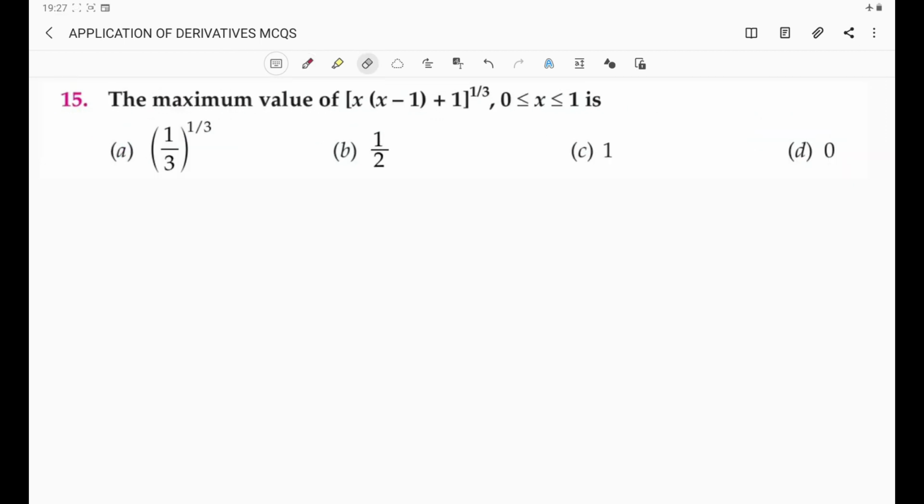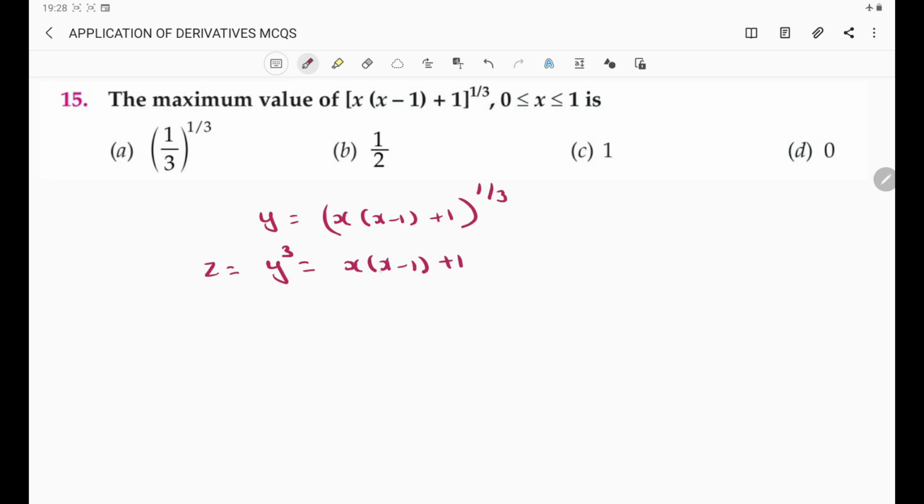Question number 15. The maximum value of x into x minus 1 plus 1 whole to the power of 1 by 3, where x lies between 0 and 1, is? So let us say y is equal to x into x minus 1 plus 1 whole to the power of 1 by 3. And in order to simplify, we can cube both sides to eliminate this cube root. So y cube is equal to x into x minus 1 plus 1, and let us say this is equal to z.